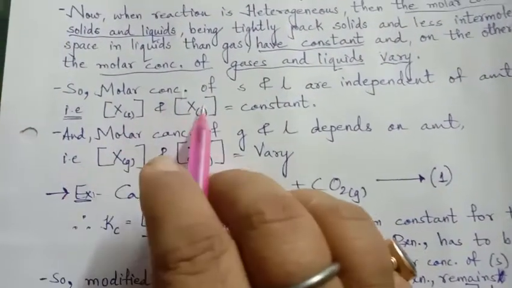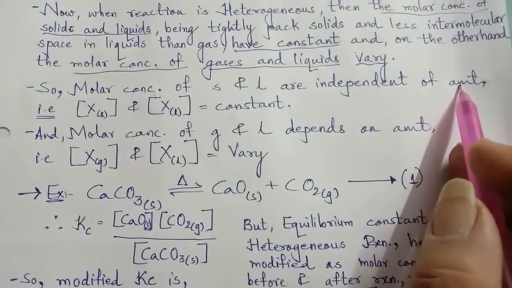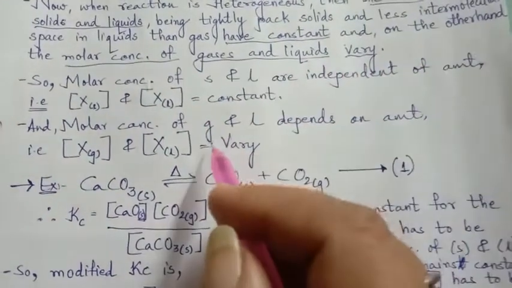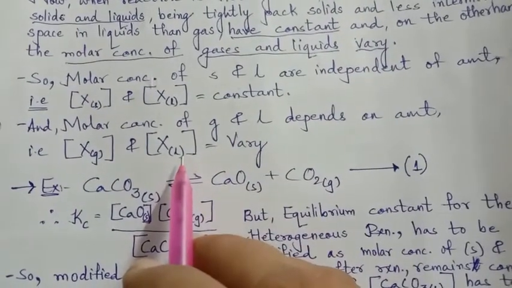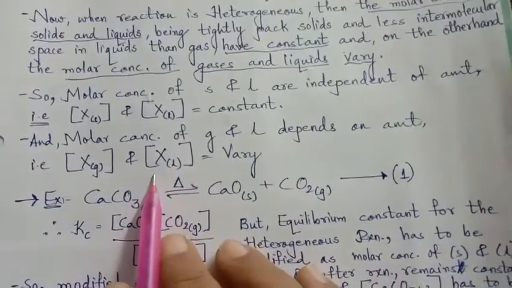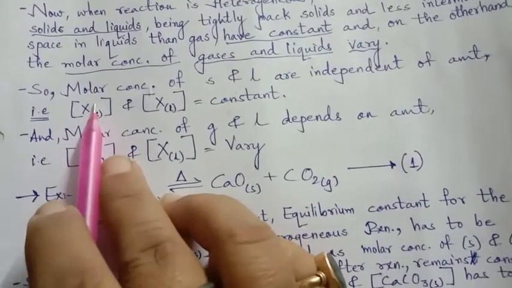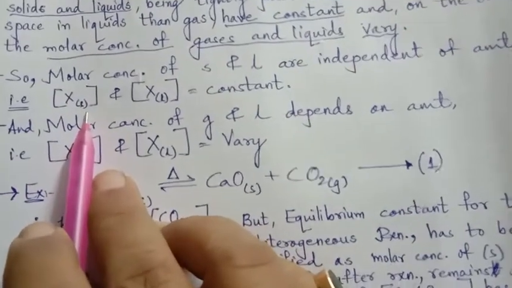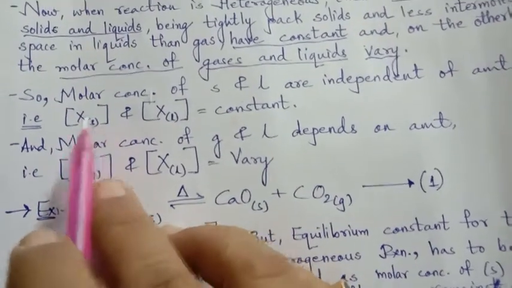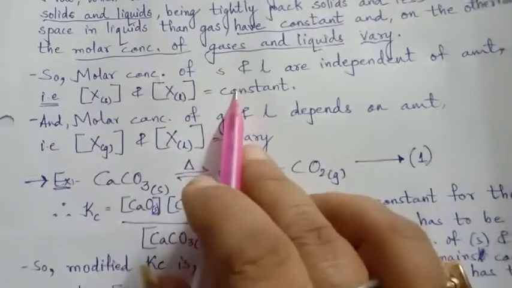So the molar concentrations of solids and liquids are independent of the amount. Whatever amount is taken for the reaction, it makes no difference, because their concentration remains constant before and after. So if X is some substance in solid form, or X is some substance in liquid form, then in square brackets, its molar concentration, moles per liter, is equal to a constant.